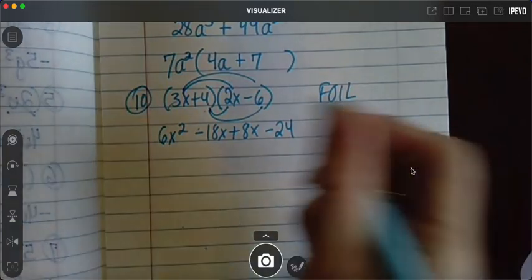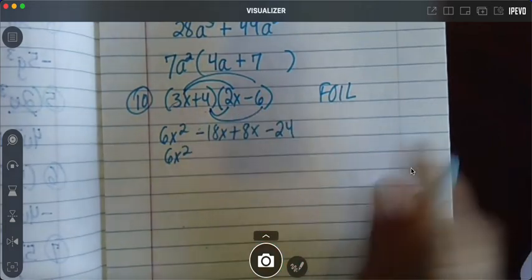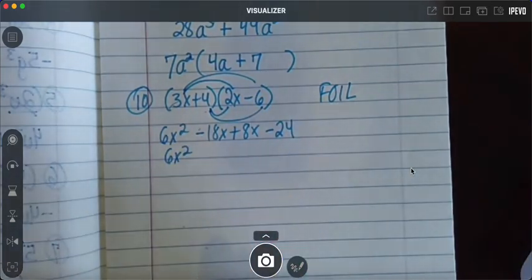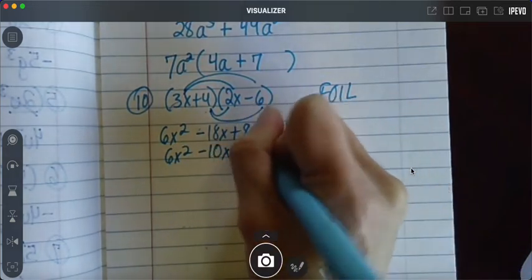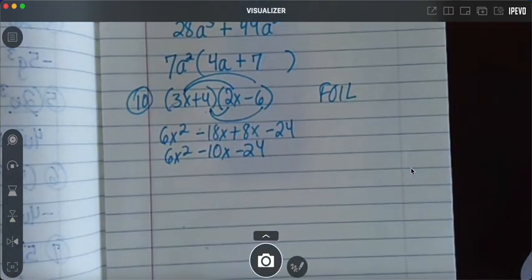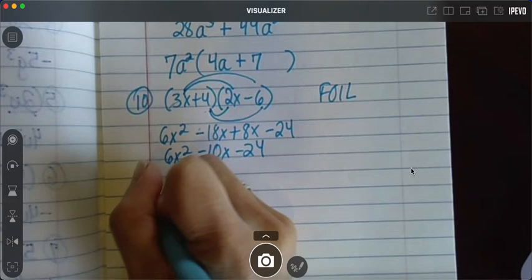Oh, okay. So 6x squared. What's negative 18 plus 8? Negative 10x. And then bring down your negative 24. Okay? We're good with that? Yes. Keep going. I'm good. Number 11.